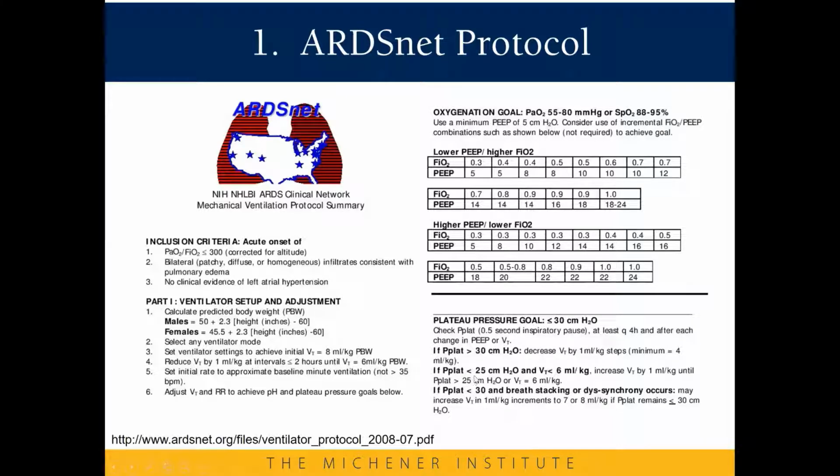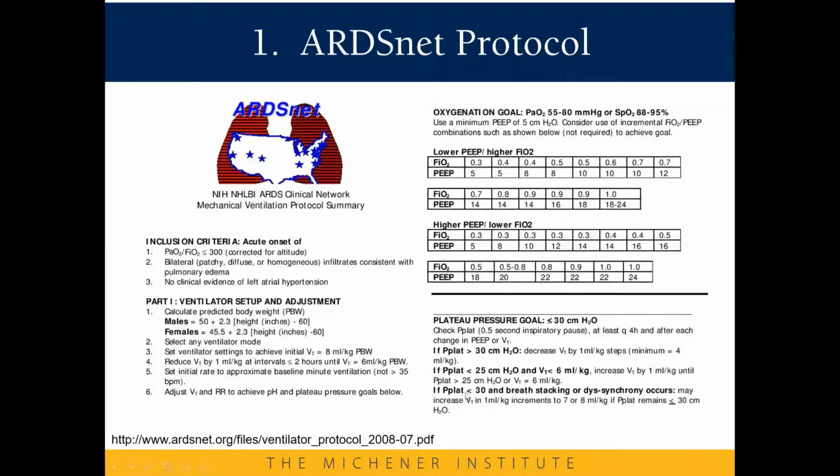If the P plateau is less than 25 centimeters of water and your tidal volume is less than 6 mils per kilogram, they're saying try to go up to 7 mils per kilogram, see what your plateau pressure is. If it's still less than 25, you can go up again, but you're aiming to keep your P plateau less than 25 centimeters of water, or trying to keep your tidal volumes at 6 mils per kilogram.